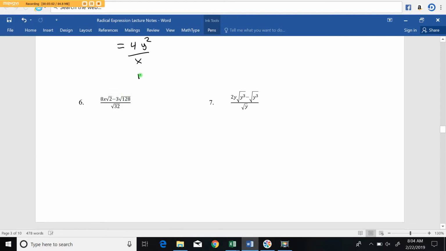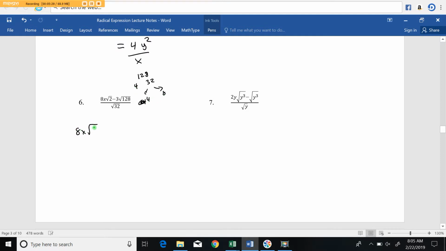All right, 128. Let's see. No, it's divisible by 2. Actually, 4. Let's see. 32, I believe. Yeah. And then 32, let's see, is 4 times 8. So 128, we should be able to write that 4 times 4 times 8. Let's see what we can do with that.